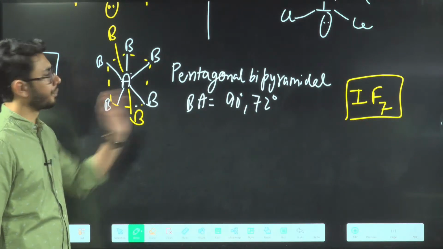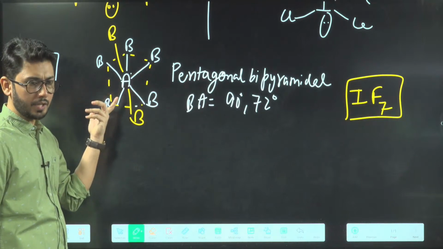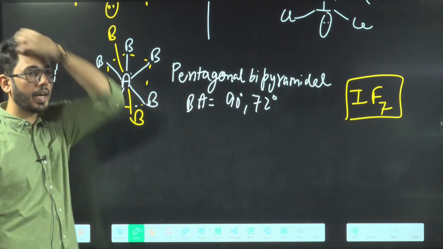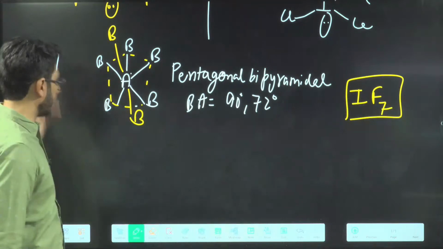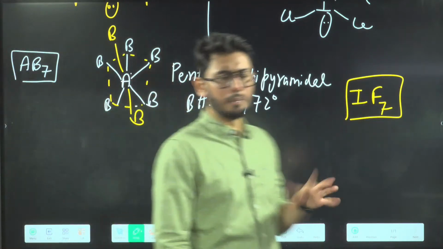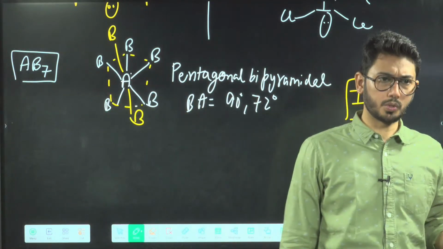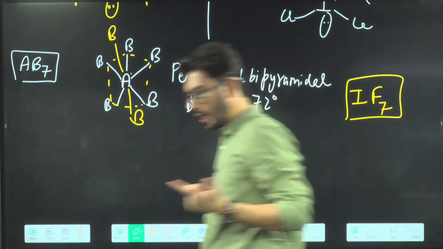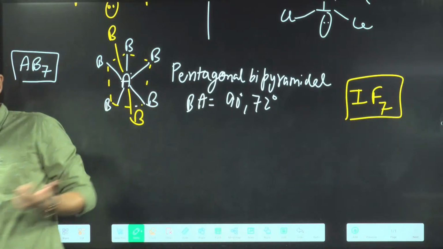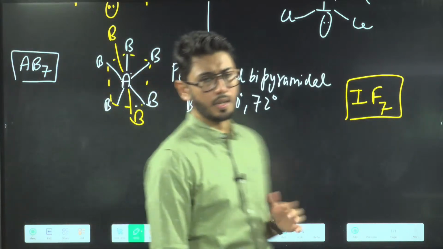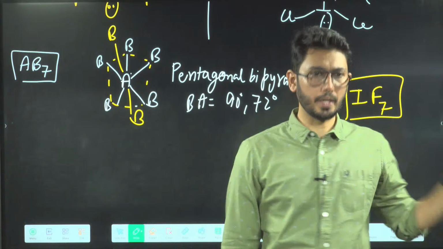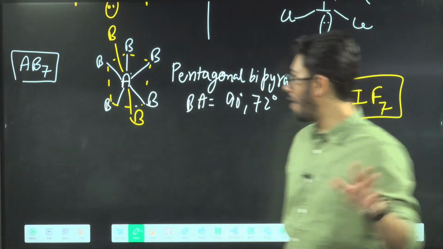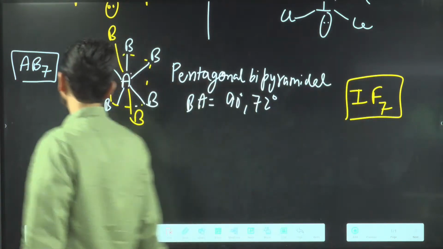Okay, less important, pentagonal bipyramidal as usual, but for the information, even in AB7 there exists AB6L type, but again that is less useful. So we are not focusing on further types of AB7, which is AB6L also there, AB5L2 also there, because it is nowhere mentioned. Okay, done.